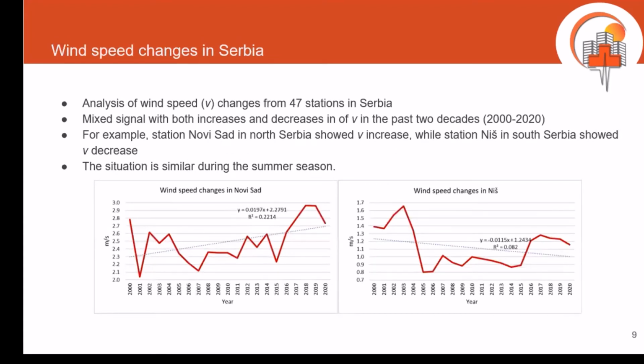Also, wind speed is not very high on average in southern Serbia, but it is a bit more pronounced in northern Serbia. Also, it has high variability.